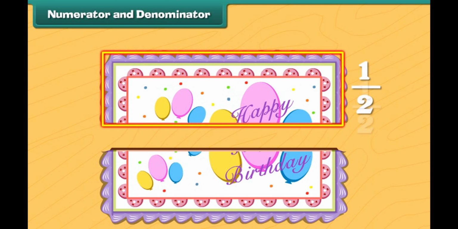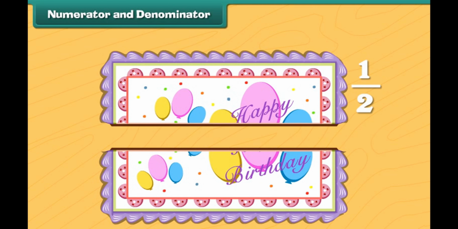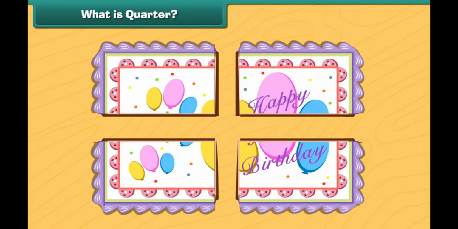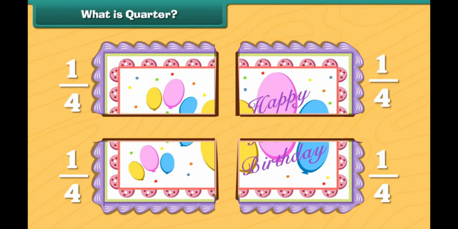So, this is 1/2 of the cake. And these are 2 halves of the cake. So, 2 divided by 2 is 1, that is 1 whole cake. Now let us cut the cake in 4 equal pieces. Each piece represents 1/4 of the whole cake. So, the fraction is 1/4.